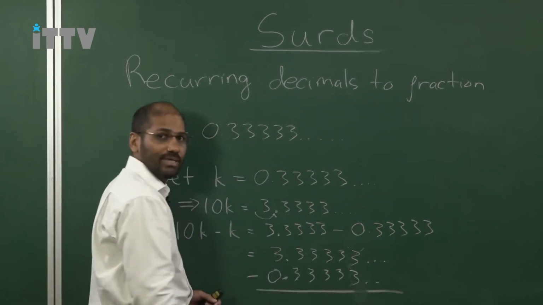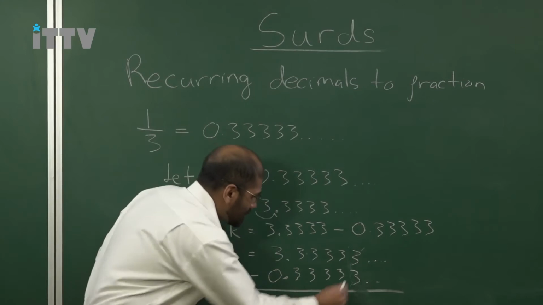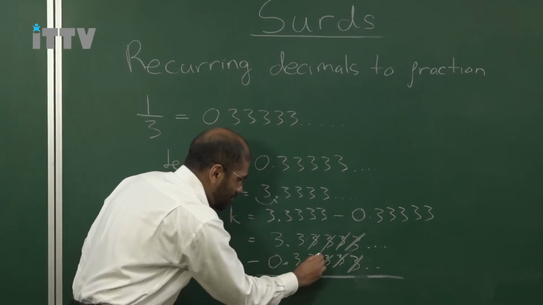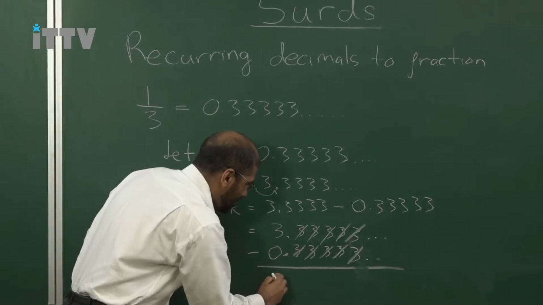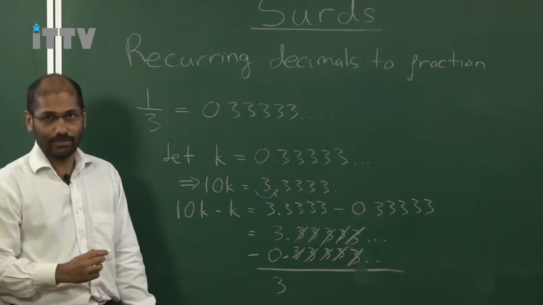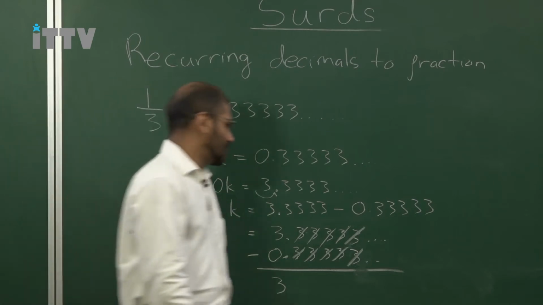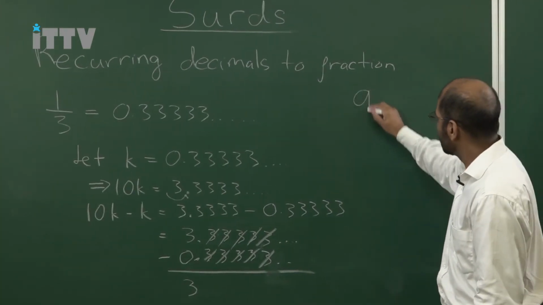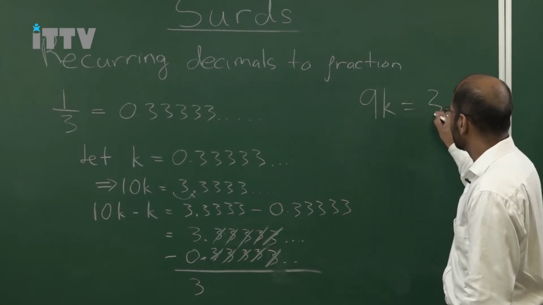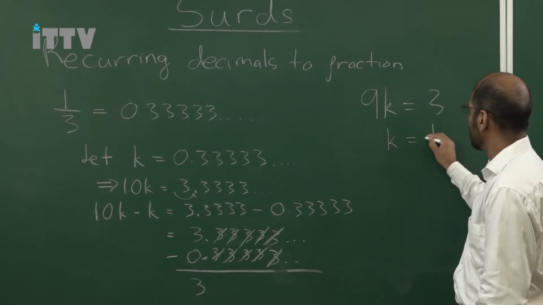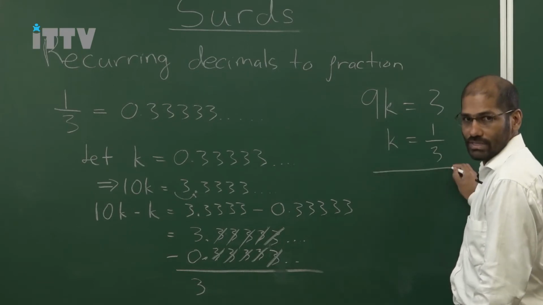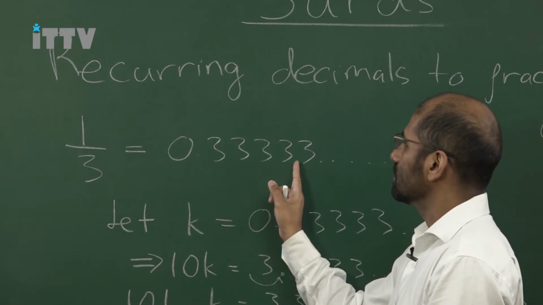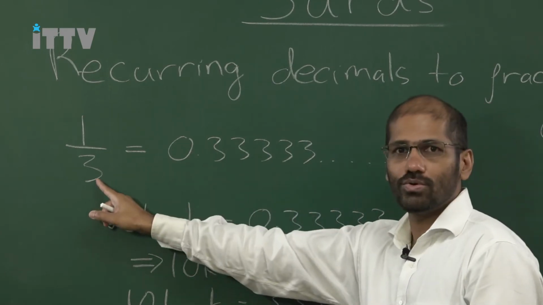So what happens when we take 10k minus k is that we see the recurring part at the back here is repeated. So when we subtract, all the 3's at the back here get cancelled off and end up giving us just the number 3. So in other words, we are left with 9k equals 3, giving us k equals 1 over 3. And that is how we obtain the answer of 0.33333 equals 1 over 3.